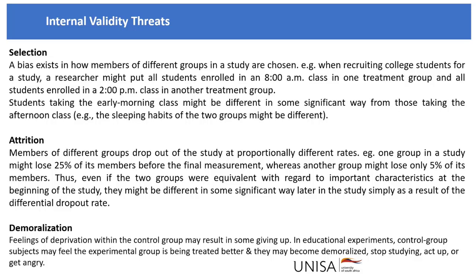Thus, even if the two groups were equivalent with regard to important characteristics at the beginning of the study, they might be different in some significant way later in the study, simply as a result of the differential dropout rate. So we all know when we start, sometimes we start being 10 and we end up being whatever the number, because of the dropout, which will be at proportionally different rates. So there will be a dropout, which basically will affect how you interpret your research study.